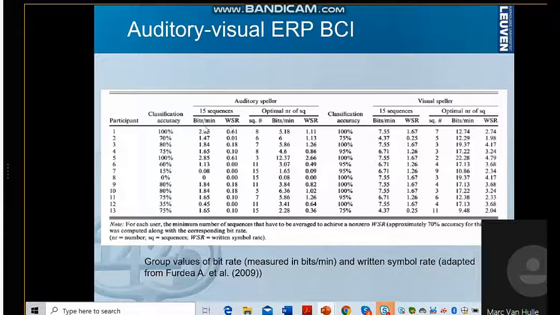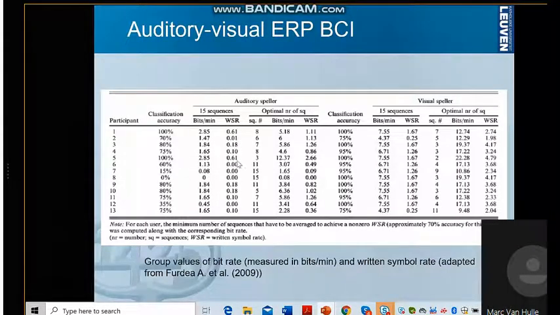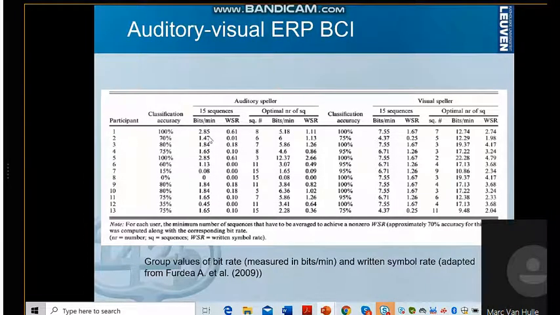Here the bits per minute for participants, given the number of words or symbols that they can produce. So bits per minute here is for a fixed number of sequences, 15. This is the bits per minute you get, and then you can optimize that by looking at how the accuracy evolves with the number of sequences for that particular subject, and you can optimize the number of sequences.